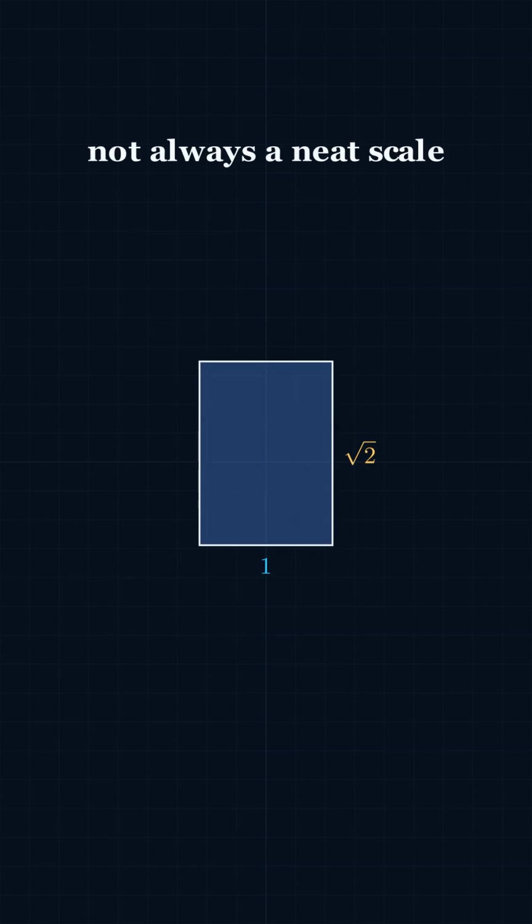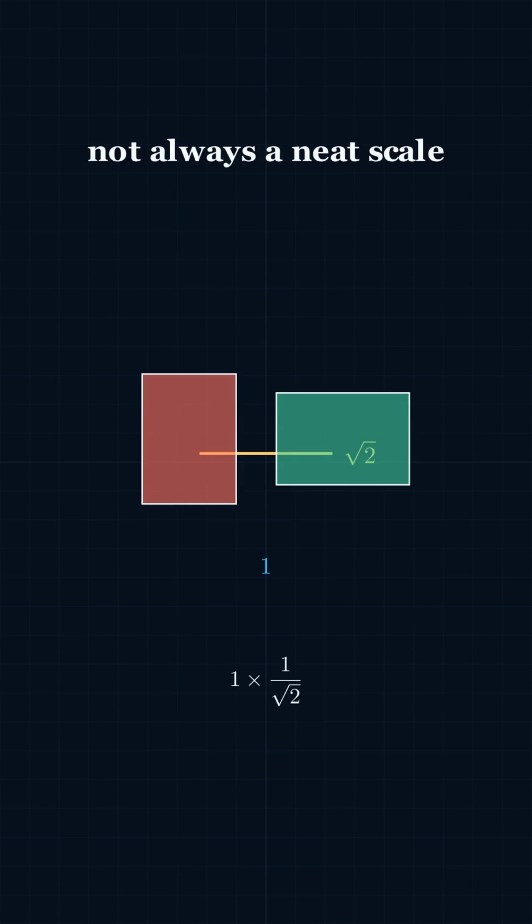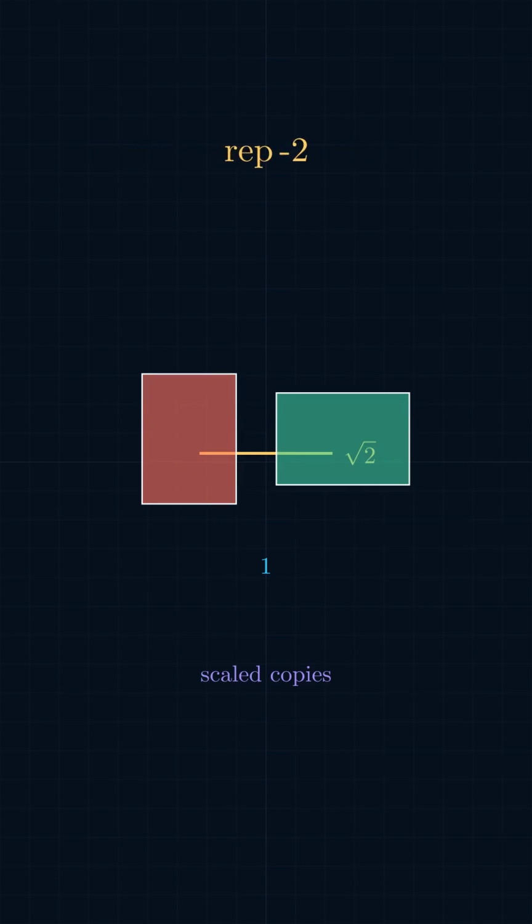But not every reptile has a nice whole number scale factor. Consider a rectangle with side lengths 1 and square root of 2. Cut it in half. Each half is a 1 over square root of 2 rectangle. Rotate that smaller rectangle. Its proportions are still 1 to square root of 2, so each half is a scaled down copy of the original. That rectangle is rep 2. Its scale factor is not 1/2, it is 1 over square root of 2.